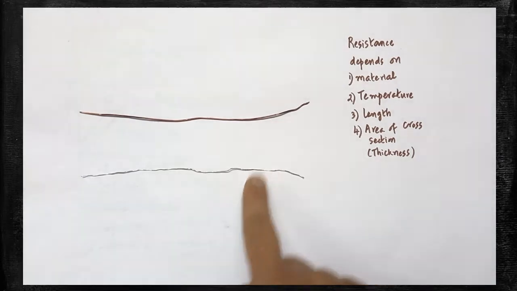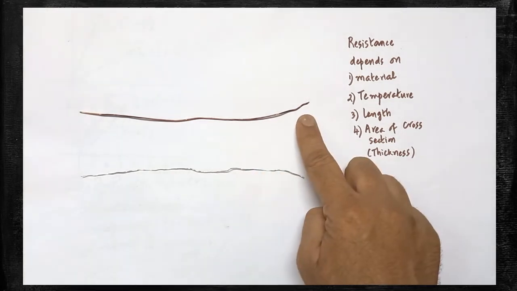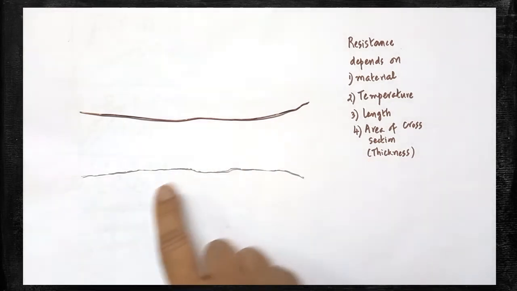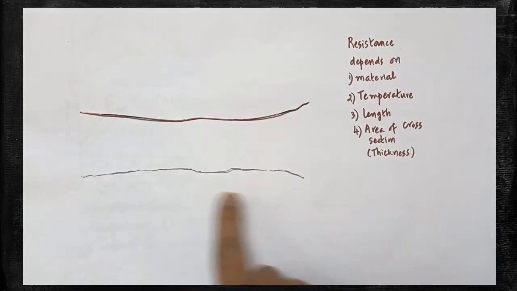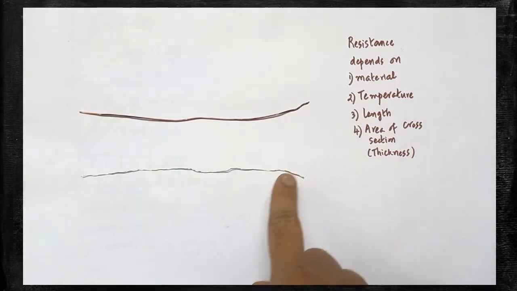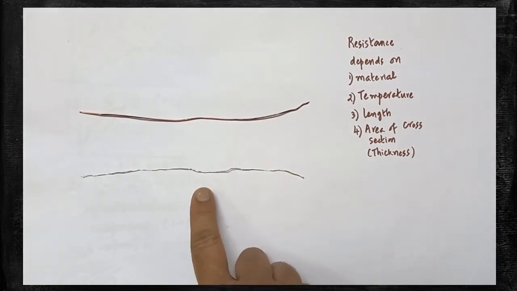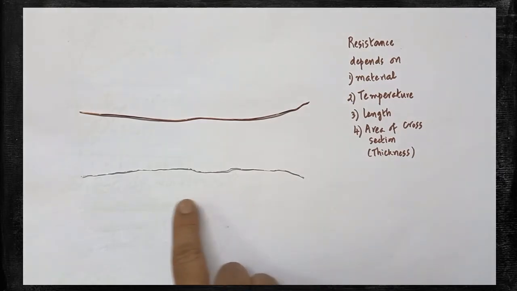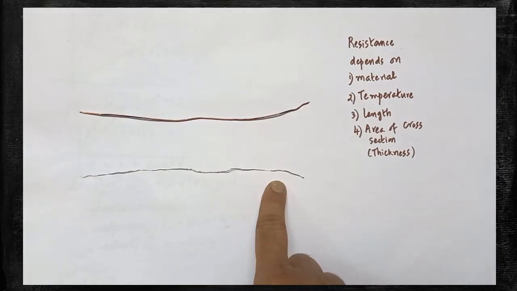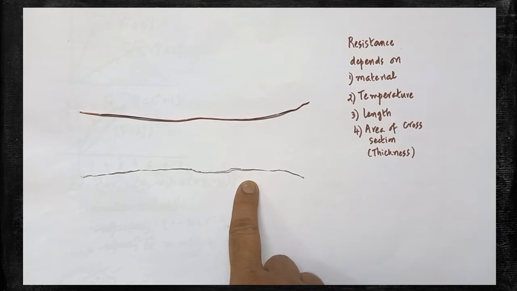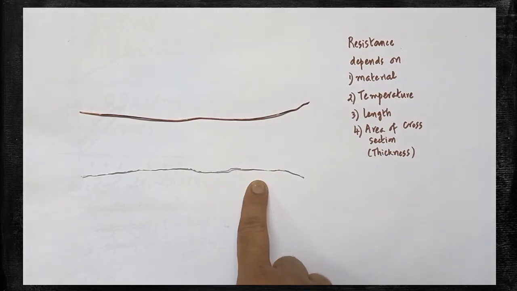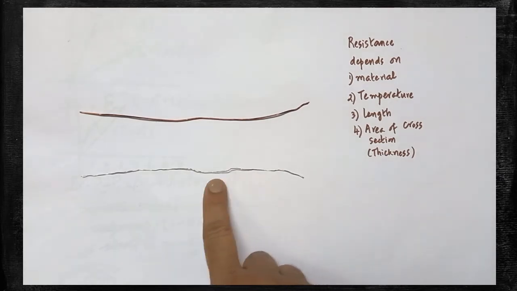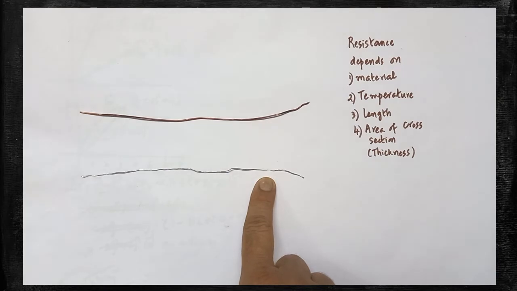Here I have taken two wires. One is made up of nichrome and another one is made up of copper. When current passes through these conductors, through these wires, what will happen? The current will be opposed by the materials. When current passes through the nichrome wire, the nichrome material will oppose the flow of current. The opposing nature of the material is called resistance.